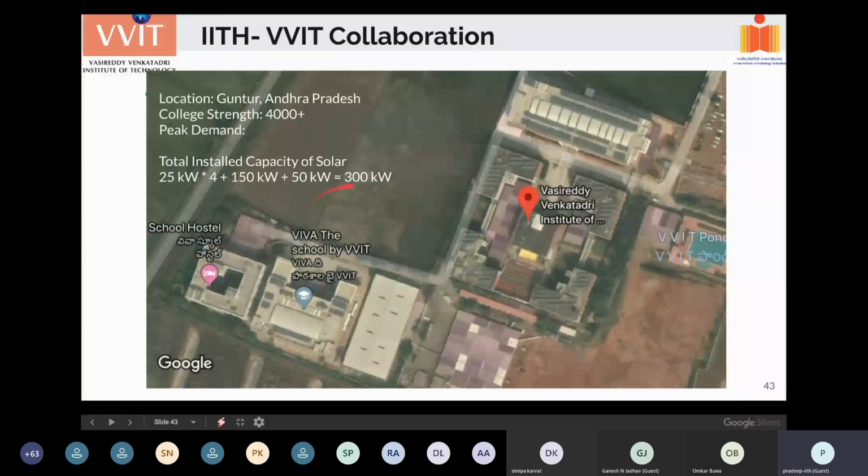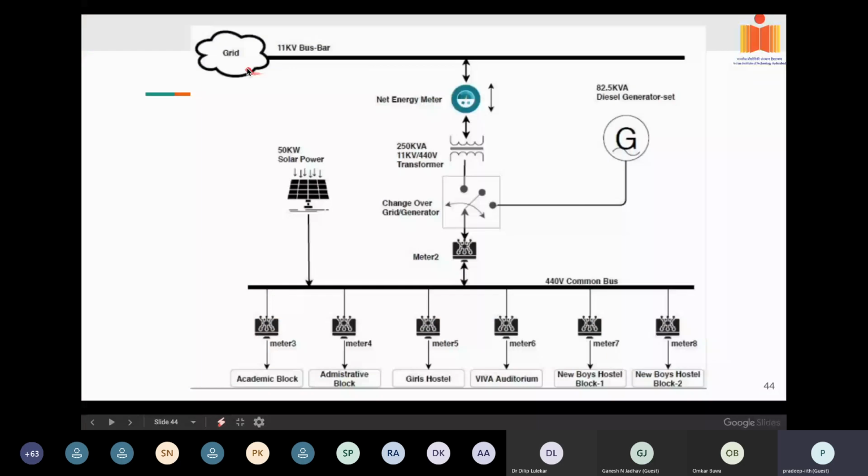So there is a load, there are solar panels, and there is consumption; hostels are there, classrooms are there. So it's a very good microgrid kind of scenario where we can install. This is a single line diagram. There is an 11 kV bus bar, then an energy meter, then a changeover switch. When the power goes off from the grid, they change over to the local generator, and they change back when the grid comes. Then there is solar power generation, and then these are all the different meters.